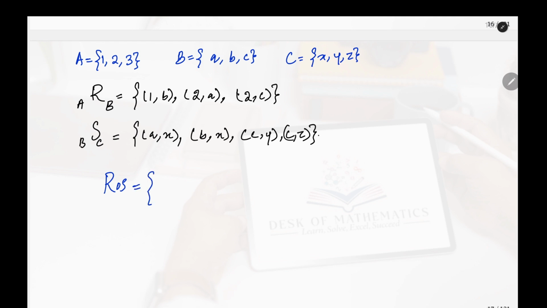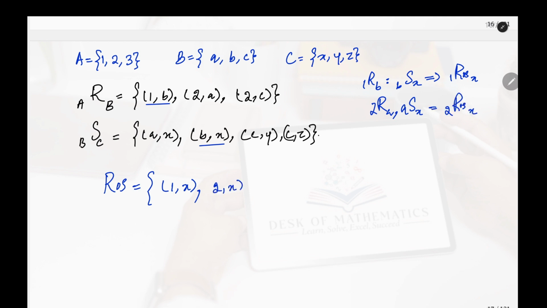In R, you can check that 1 is related with b. Is there any element in S that b is related to? Yes, b is related to x. Since 1 is related to b, and b is related to x, 1 will be related to x in R of S. Now 2 is related to a and a is related to x in S, so in R of S, 2 will be related to x.